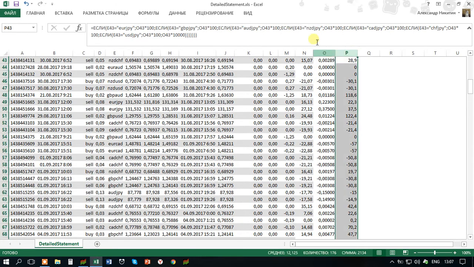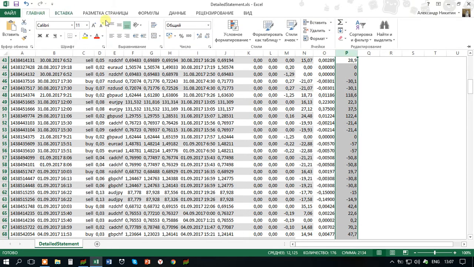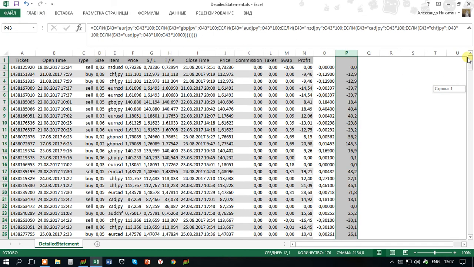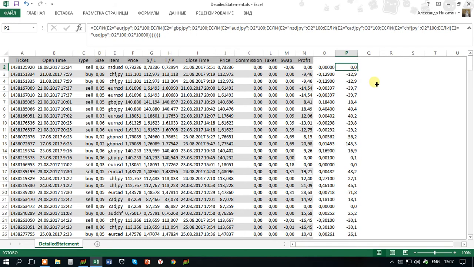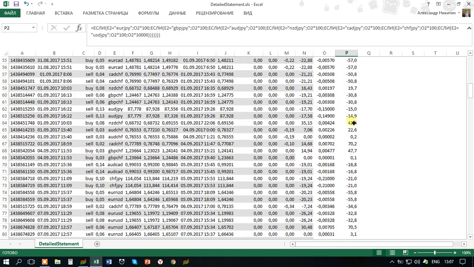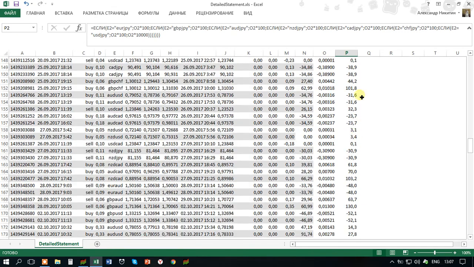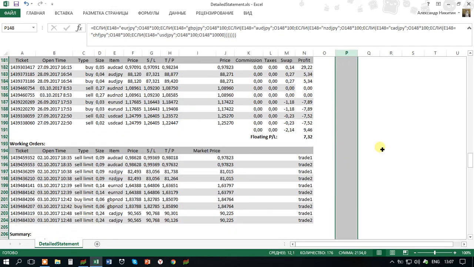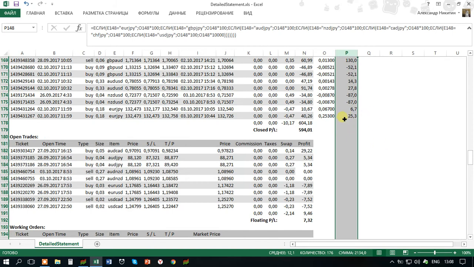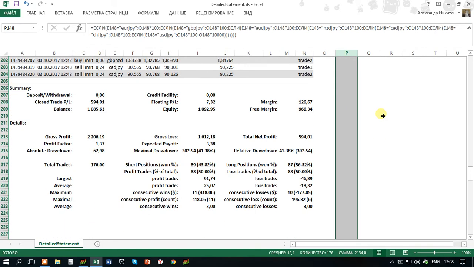So let me do it this way. We only have one decimal after the dot. Okay, the trades are calculated this way. This is column P, that calculates the amount of pips. Okay, now let's calculate the performance.